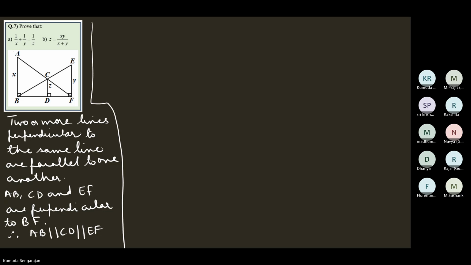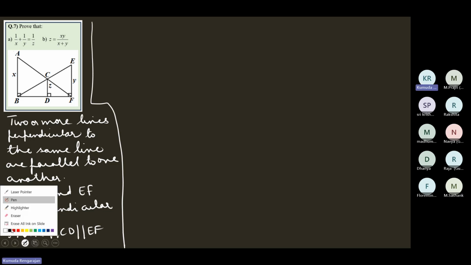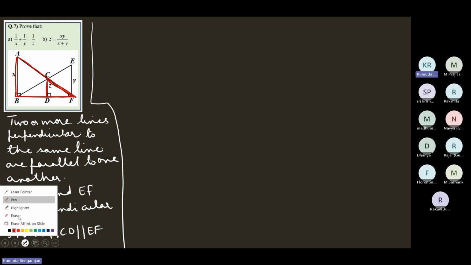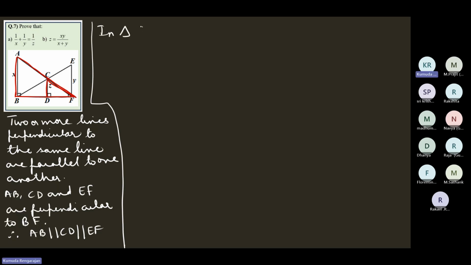Now, we'll have to consider two sets of triangles. So the first set: in this triangle ABF, we also have this triangle CDF. Let's consider these two triangles, triangle CDF and triangle ABF.